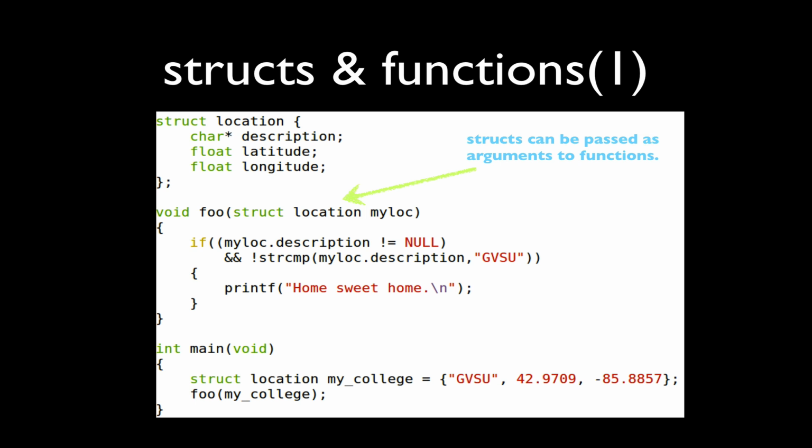And once I get in the context of this function foo, I can go ahead and dereference the struct variable and access the individual pieces as I show you here in this particular example. I'm checking to see if myloc.description is not equal to null, and if it's not null, then I do a string comparison on it and check if it's equal to the string GVSU, and if that condition is true as well, then I'm going to print out home sweet home.